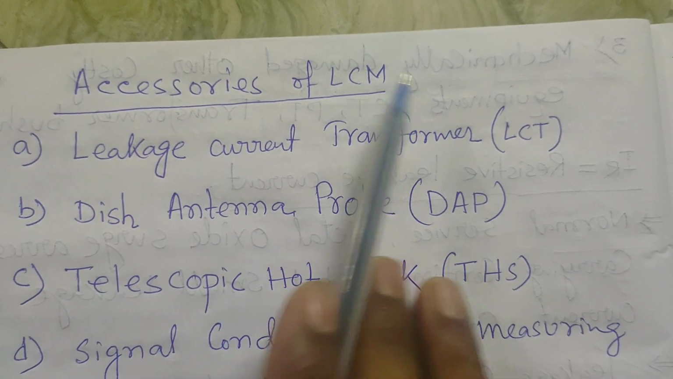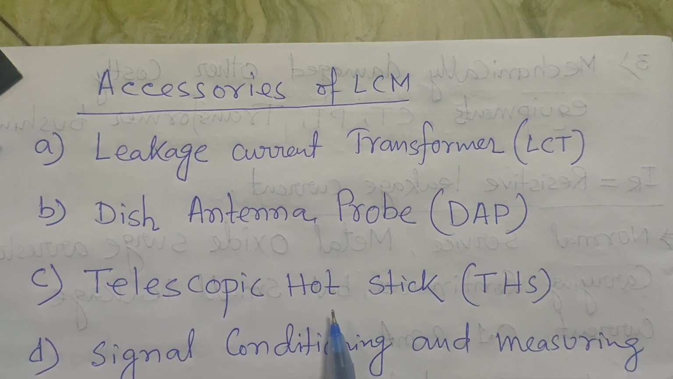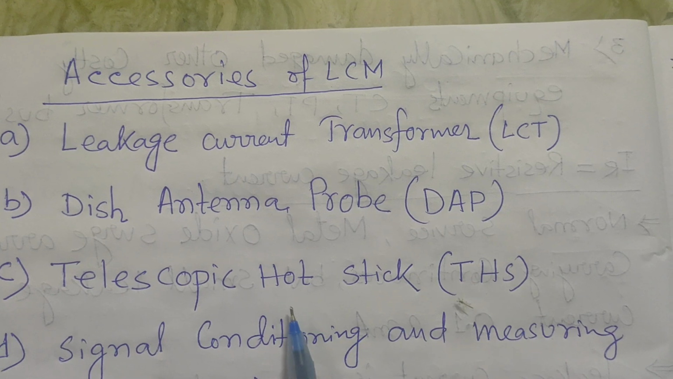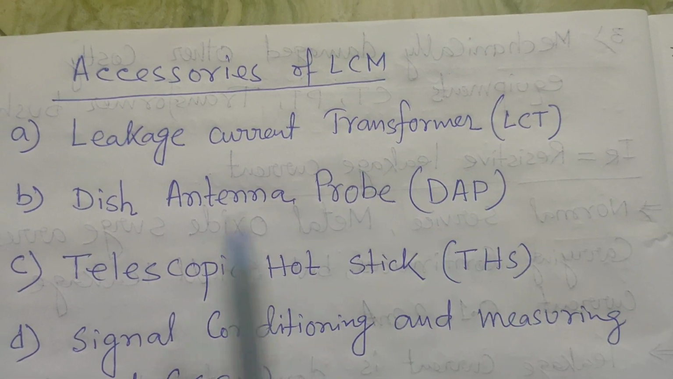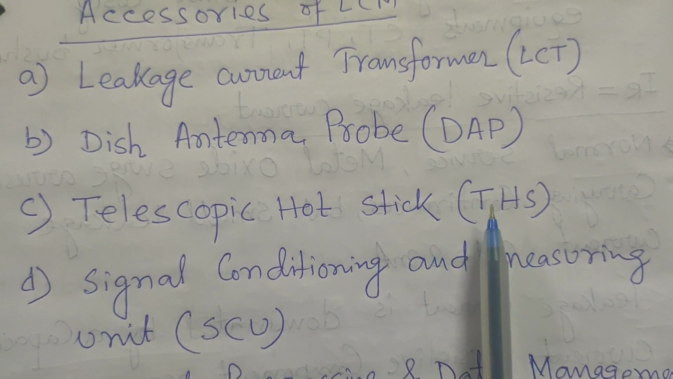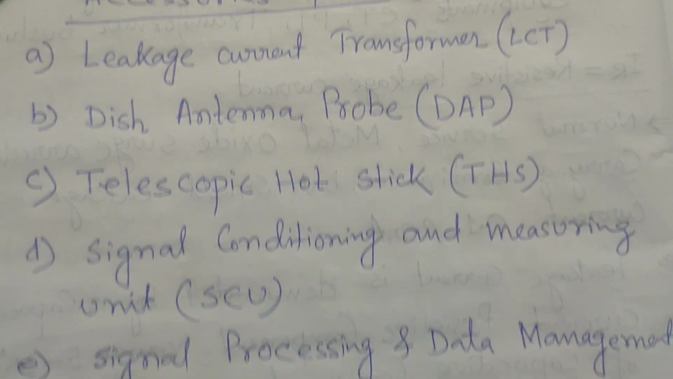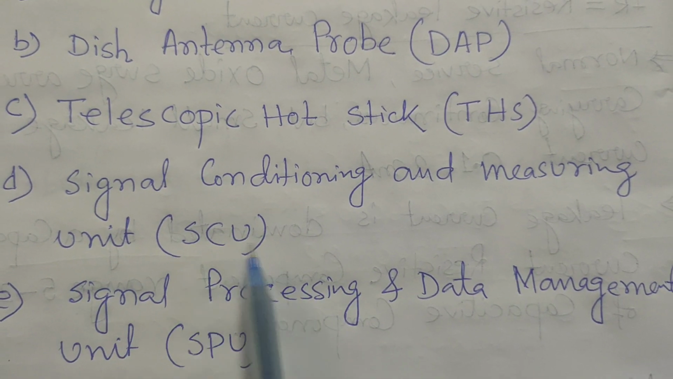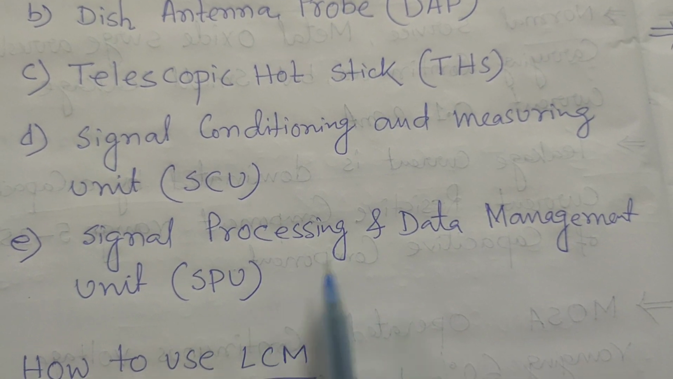So what are its accessories? The accessories are the leakage current transformers (LCT), which look like a tong tester, a clamp connector, a clamp type digital meter; the Dix antenna probe; the telescopic hot stick, THS; the Dix antenna probe, DAP; the signal conditioning and measuring unit, SCU; and the signal processing and data management unit, SPU.